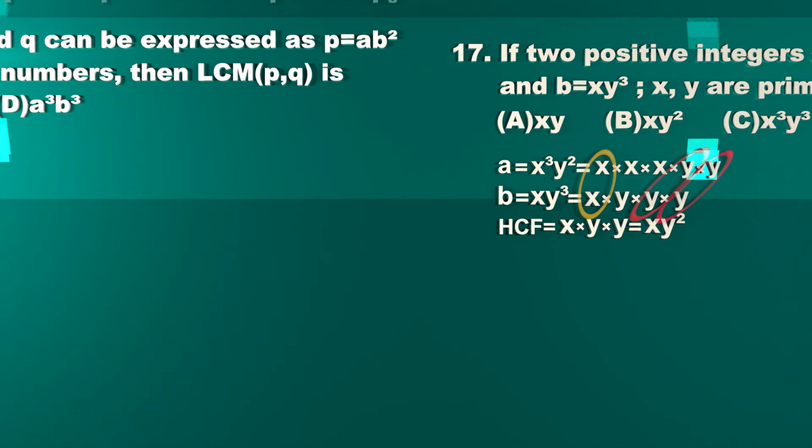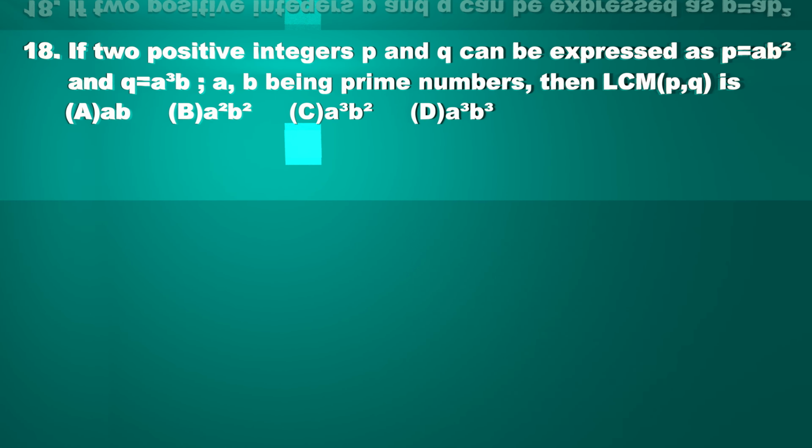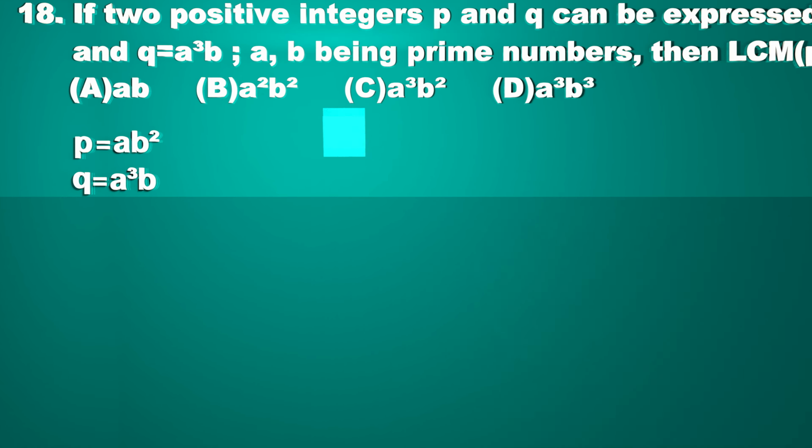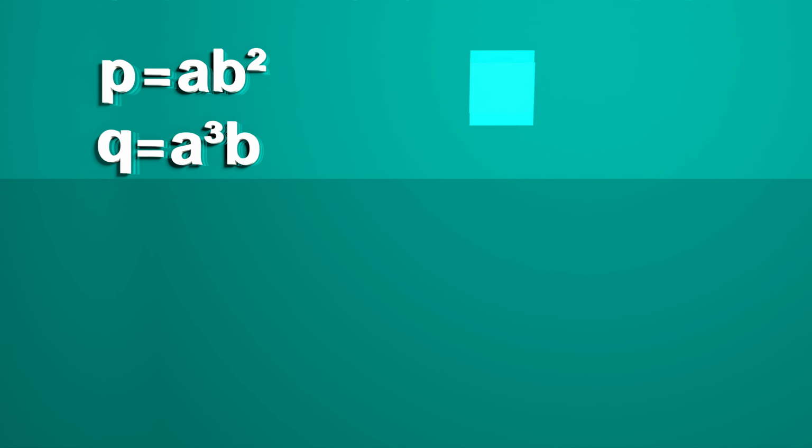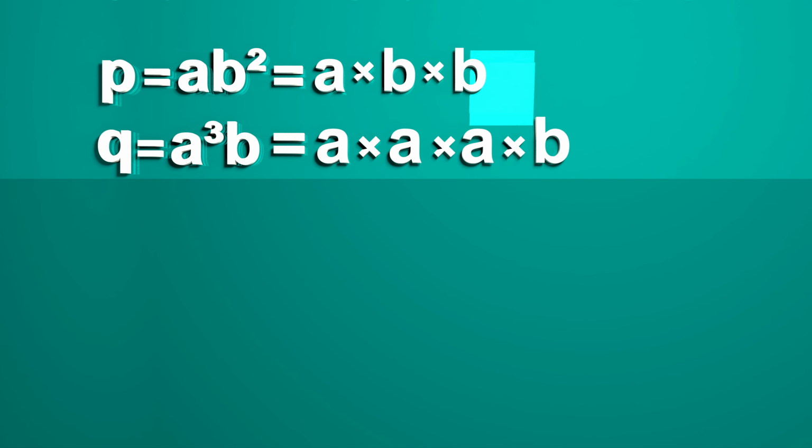Let's see the next question. This question is similar to the last one, but in this question we have to find out the LCM. So a b square is a into b into b, and a cube b is a into a into a into b. We have to find the LCM. To find it, we will see how many numbers are available as factors, and in this case our numbers are variables. So we have only two variables a and b. Here a is 3 times and b is 2 times. So we will take them because we take the numbers with larger powers. So we got a cube b square. So option C is the answer.